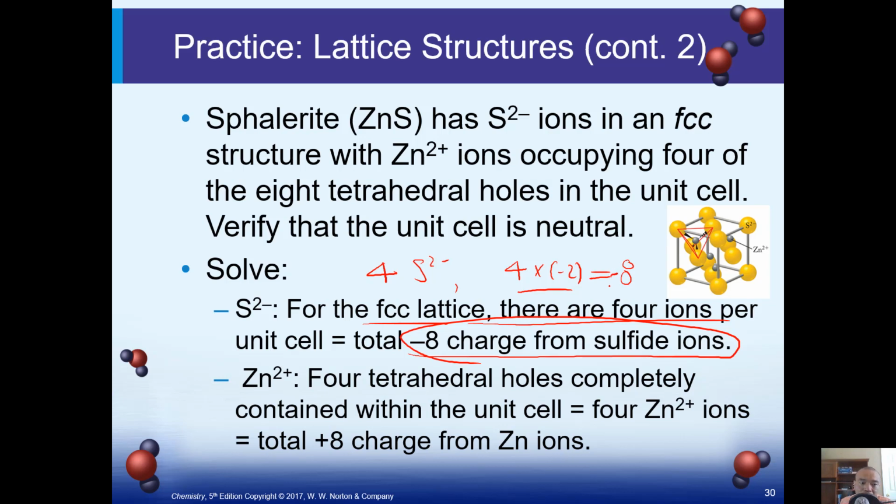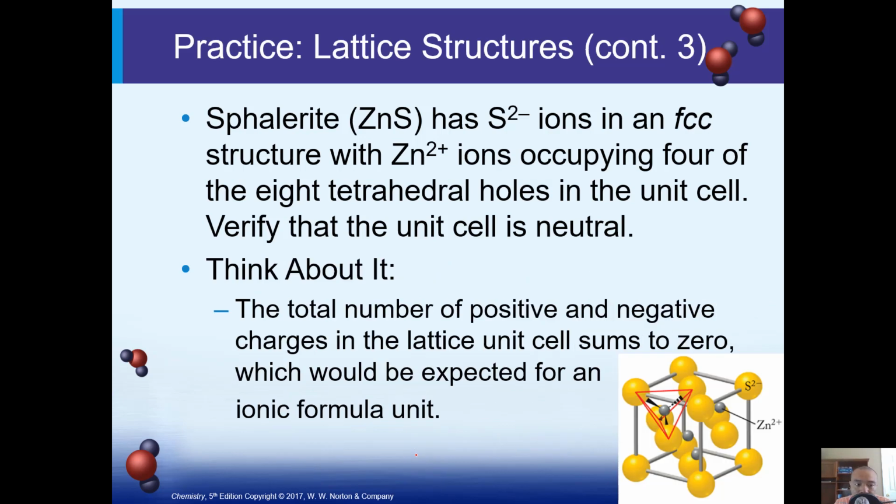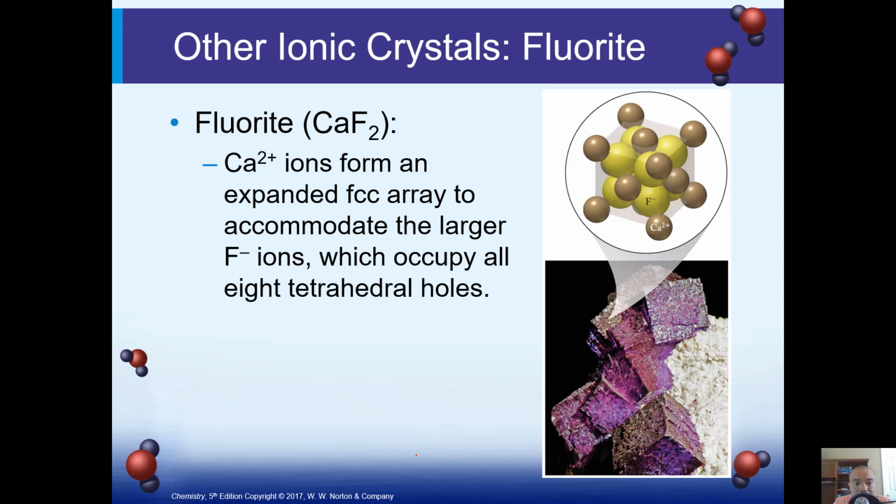And for zinc, since all 4 zinc ions are inside the unit cell, we have a total of 8 positive charges as well, because each zinc carries 2+, so 4 zinc ions times +2, that's +8. So for this reason, the total charge of this unit cell is 0. That would be expected for an ionic formula unit. Let's look at another example.